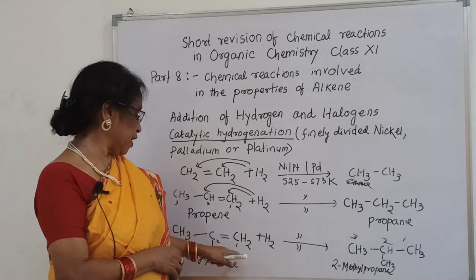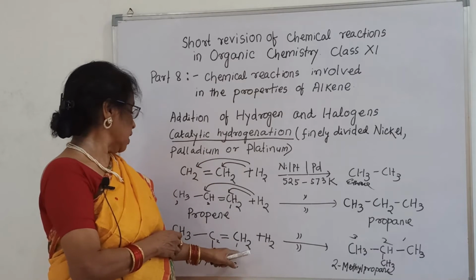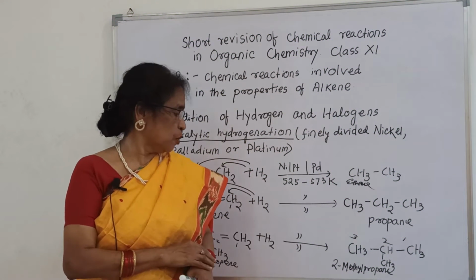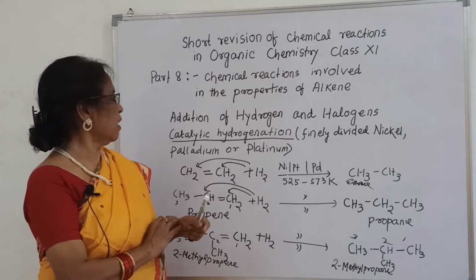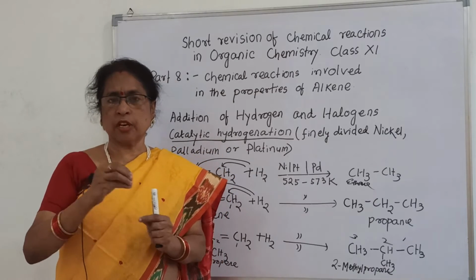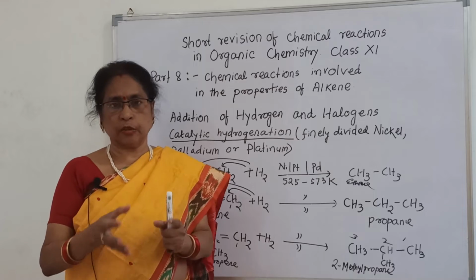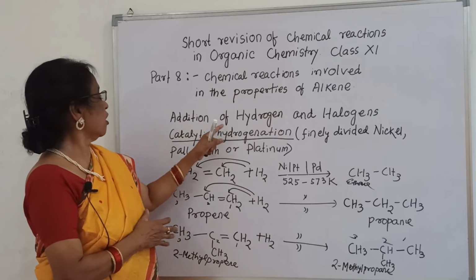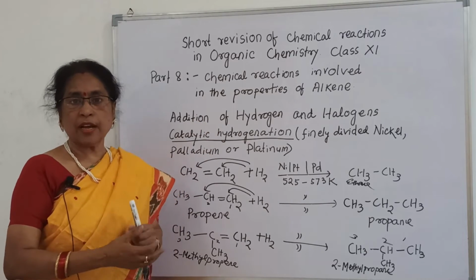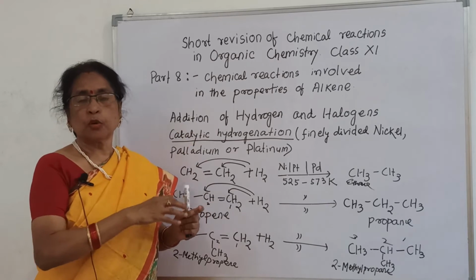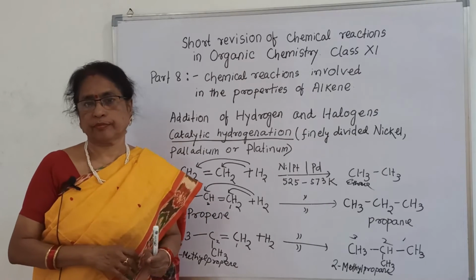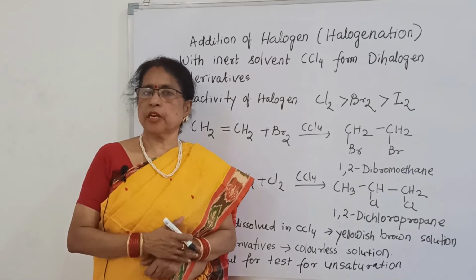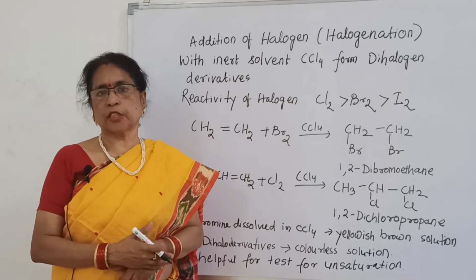Now here 2-methyl propane, same process, hydrogen is adding to carbon 1, hydrogen adding to carbon 2, so it is 2-methyl propane. So here hydrogenation means addition of hydrogen. Catalytic means in the presence of catalyst. So next we will see here addition of halogens. What happens when halogens are added to the alkene? After addition of hydrogen, we will see addition of halogen.